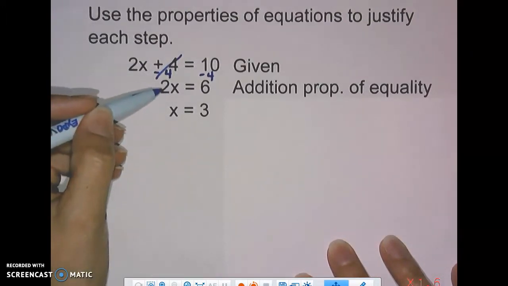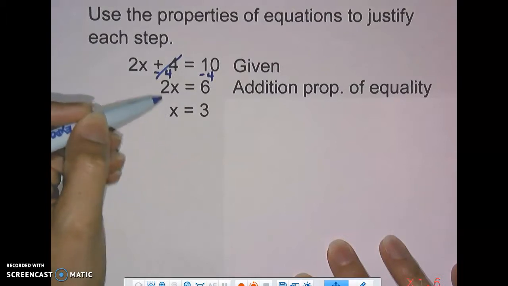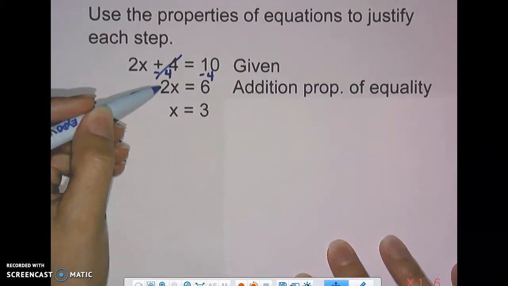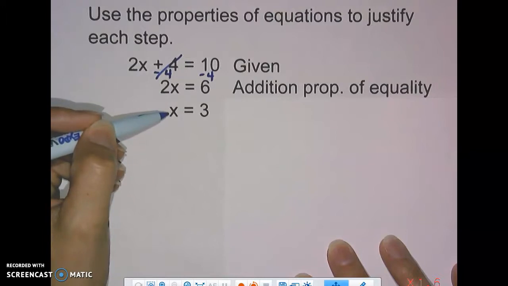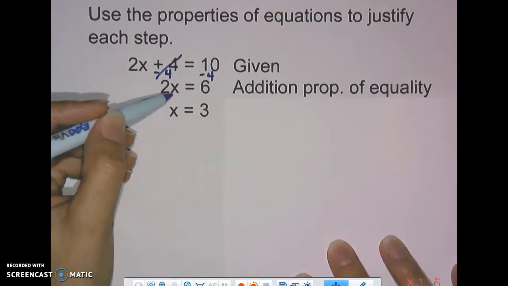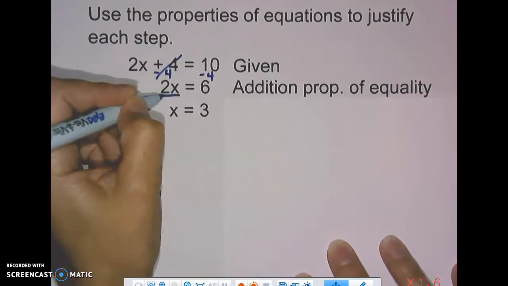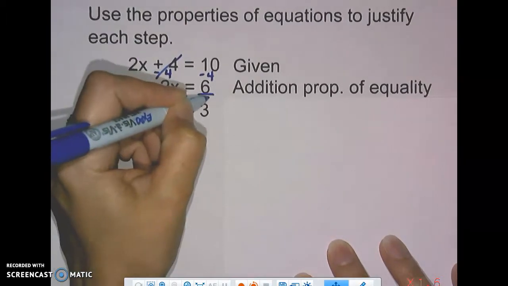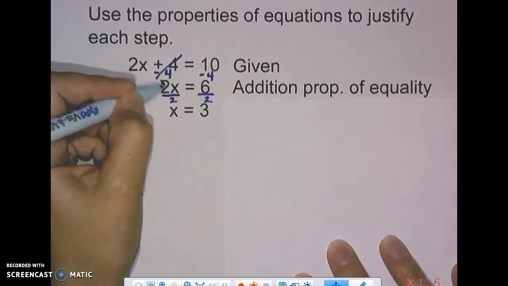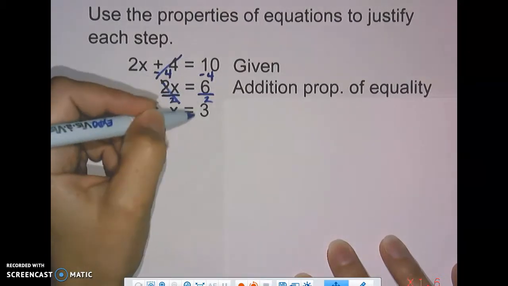Now we need to go from 2x equals 6 to x equals 3. Well, to go from here, we notice that we have 2x, and then there's no x's anymore. Well, what's happening between 2 and x? Those two things are being multiplied. So the inverse operation is to divide there. Now, 2x divided by 2 gives us x, and 6 divided by 2 is 3.